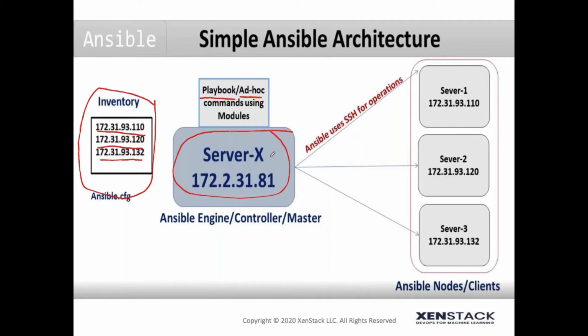So based on this playbook, the Ansible master machine will try to hit those target machines. It will try to hit those target machines using the SSH port. So may I know which port it uses to get access? 22. Yeah, absolutely.